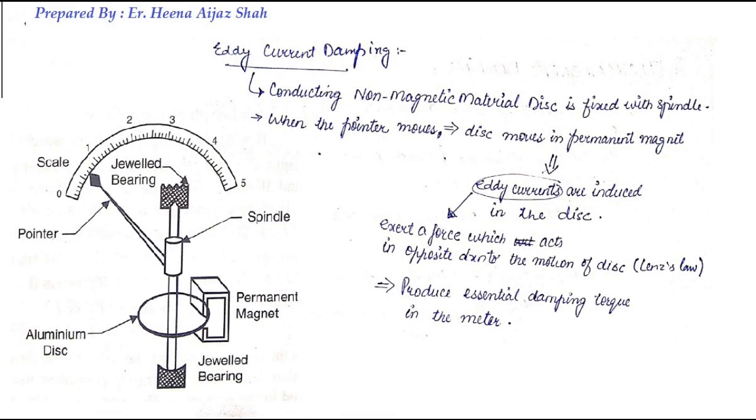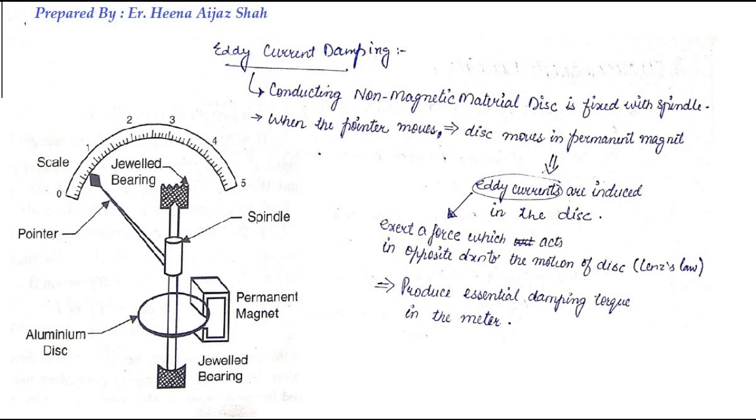Now let's see how eddy current damping works. As you can see in the figure, we have placed an aluminium disc and fixed it to the spindle, and this aluminium disc can move in the permanent magnet, so eddy currents will be produced in the disc. These eddy currents will try to oppose the motion using Lenz's law. That is what we actually wanted. We wanted to oppose the motion.